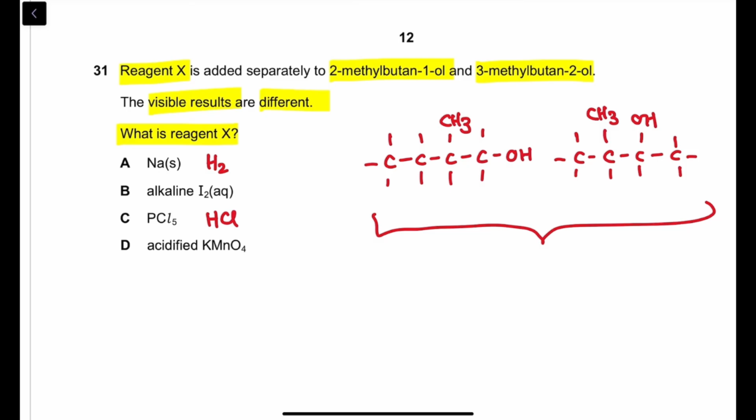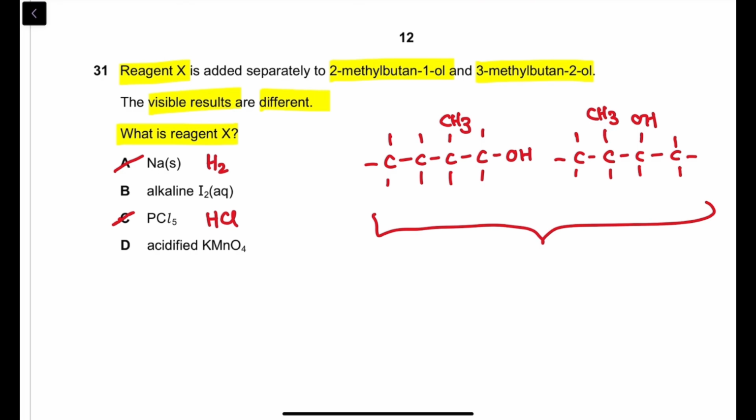Option A is sodium. Well, it's not sodium because for both, hydrogen gas is going to be produced. You'll have observations of fizzing and effervescence at both. Option B, we'll come back to that in a bit. Option C, it's not option C because when we add PCl5, we'll have hydrogen chloride gas fumes evolve at both. So we'll observe white fumes, so there's no visible change.